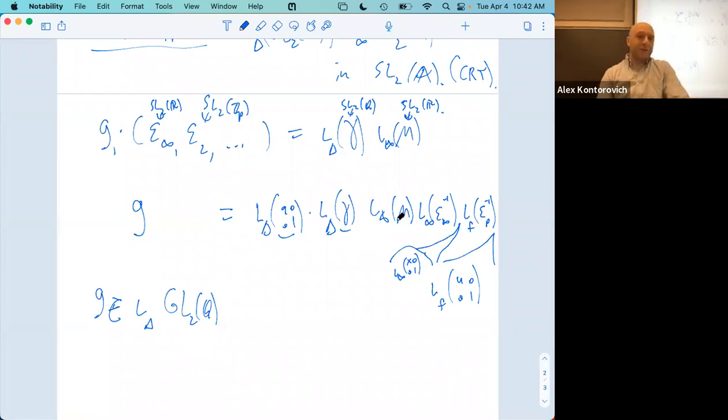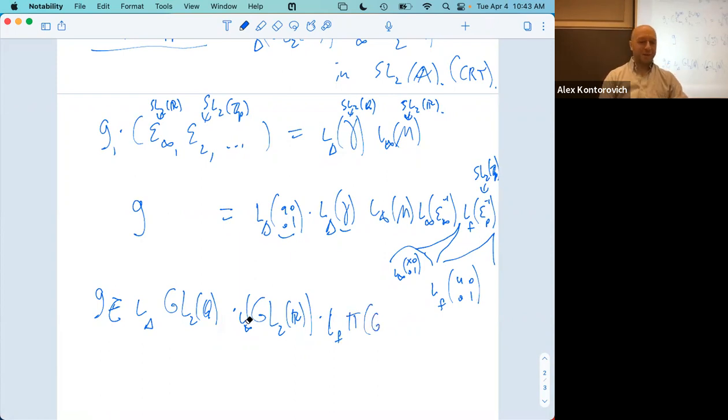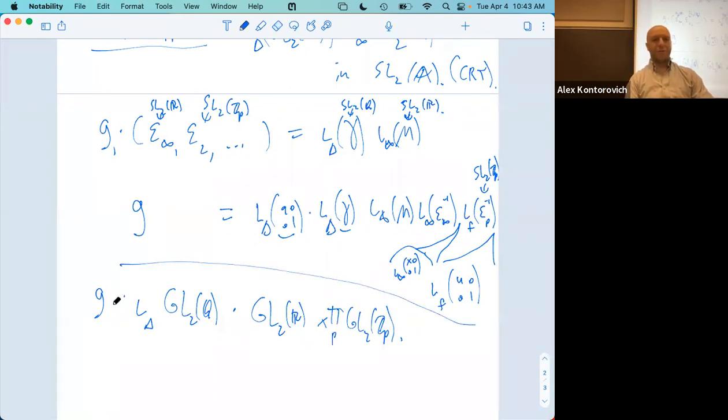And then here, I have something in GL2R, so times some element of GL2R embedded at infinity. And then what do I have here? These guys are all in SL2P. So are there inverses? This is in SL2ZP. These guys are not in SL2ZP, but they're still in GL2ZP. So I can take the finite embedding of the product of GL2. I mean, there's no reason to do different embeddings. There's a GL2R cross a product over primes GL2ZP. You're just saying that one. Yes, I can make this. I can realize G inside a product like this.